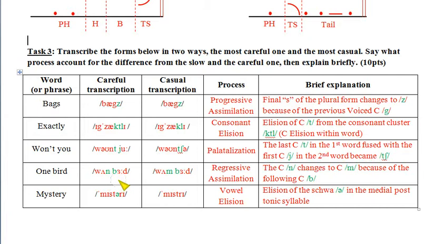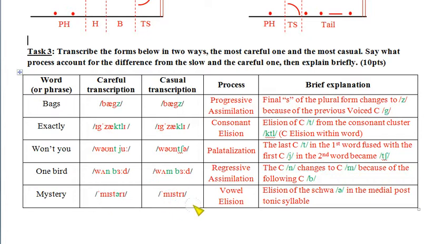The next phrase is one bird. This is the careful transcription. The casual transcription is one bird. You notice that the n becomes m. Why? Because of the following consonant, which is b. So this process is called regressive assimilation, and the explanation is the consonant n changes to consonant m because of the following consonant b.